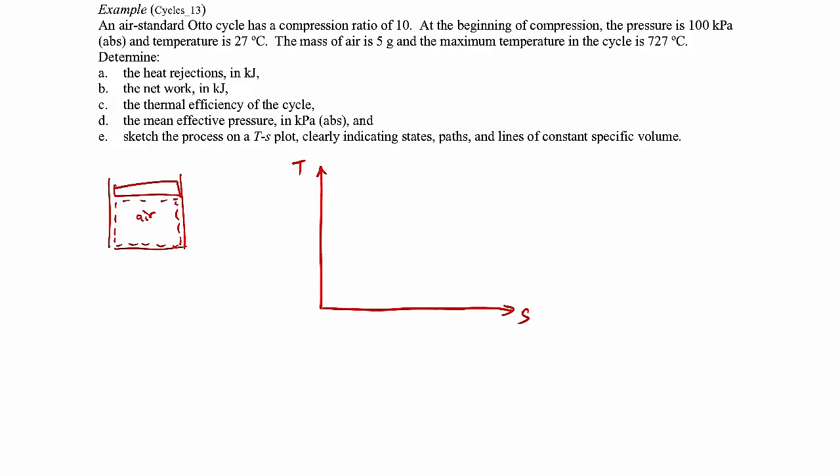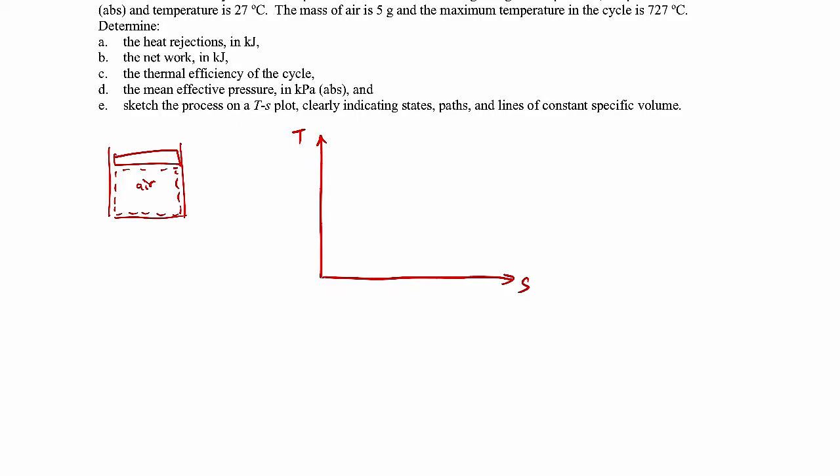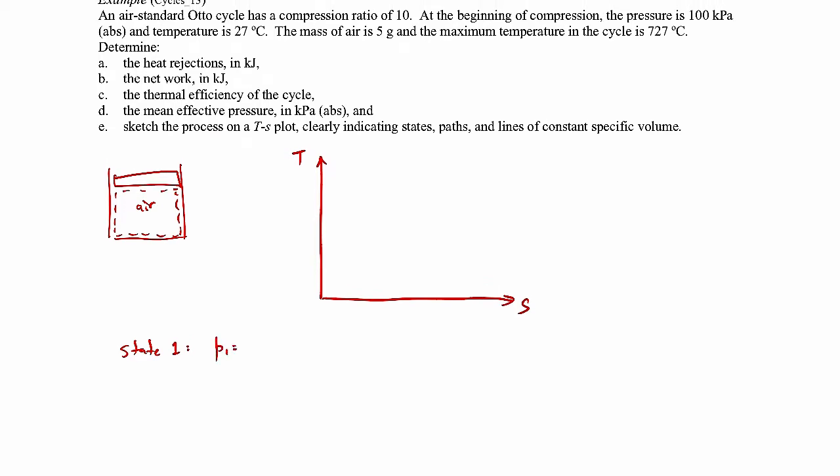Okay, so we're told the initial state, state 1. We're told that the pressure is 100 kilopascals absolute, and we're also told T1 is 27 degrees Celsius, which we'll go ahead and convert over to Kelvin. It'll be 300 Kelvin. We're also told that the mass of the air is 5 grams, so that's 5 times 10 to the minus 3 kilograms. And we're also told the maximum temperature of the cycle, that'll occur at state 3.